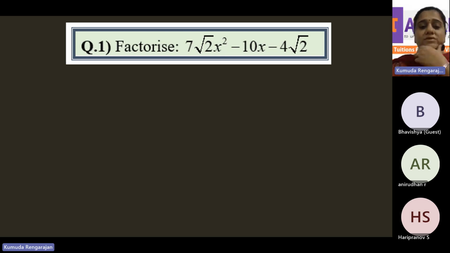Take down this question. This is the first question for today's class. Write the question.